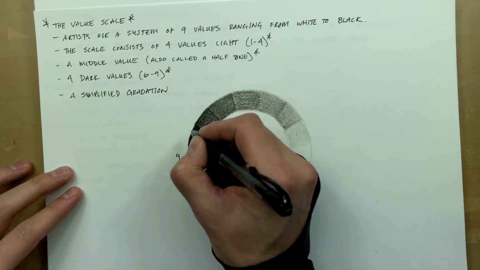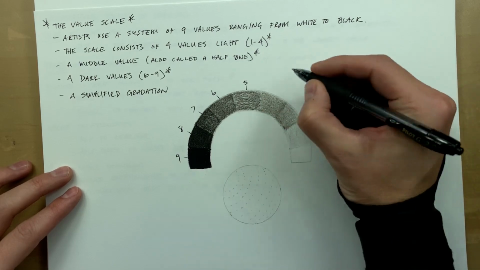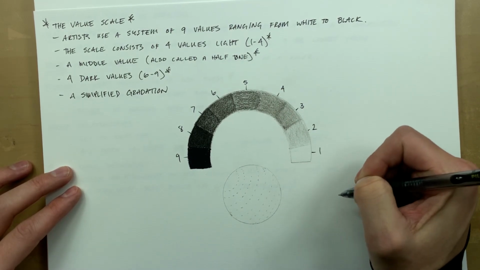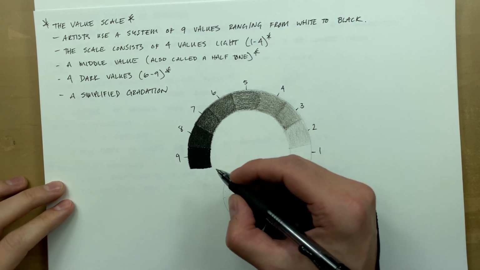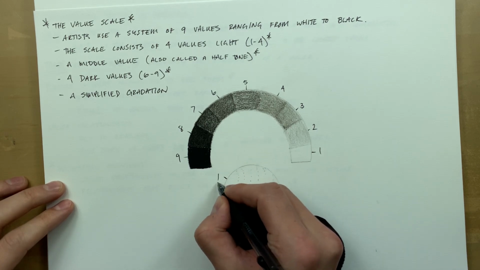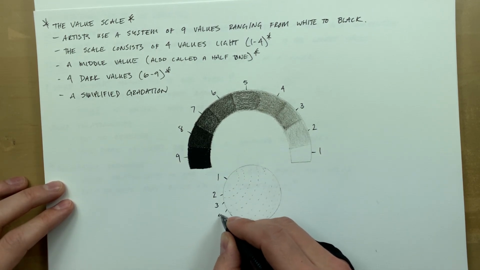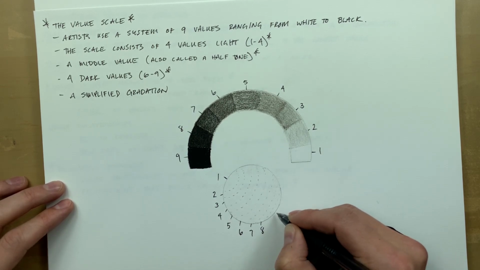So grades 9, 8, and 7 belong to the soft charcoal, 6 and 5 belong to medium charcoal, and 4, 3, and 2 belong to hard charcoal. Now that's the scale. So here I'm going to show you what that looks like with a light source on a form such as a sphere.